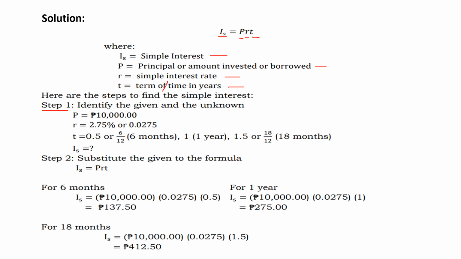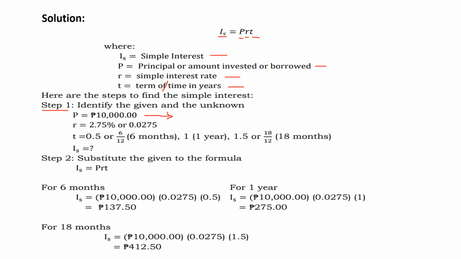So in the problem, there is a monthly salary of a worker which is 10,000 pesos. That will be your principal, because he decided to deposit this 10,000 pesos to a Filipino-owned bank. Then the bank applies 2.75% per annum.